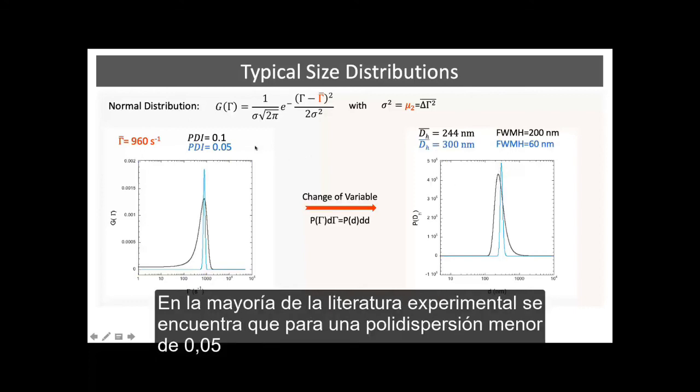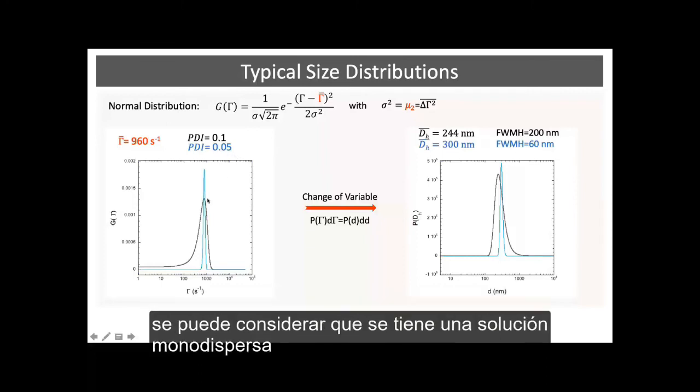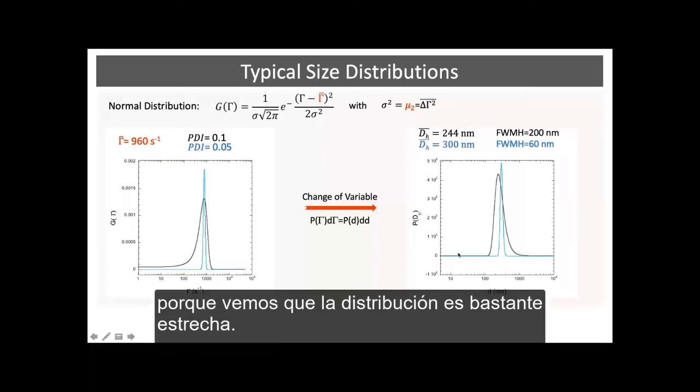And this is why in most of the experiments or in the literature, you can find that for a polydispersion index smaller than 0.05, you can consider that you have a monodisperse solution, because you see that the width of the distribution is quite narrow.